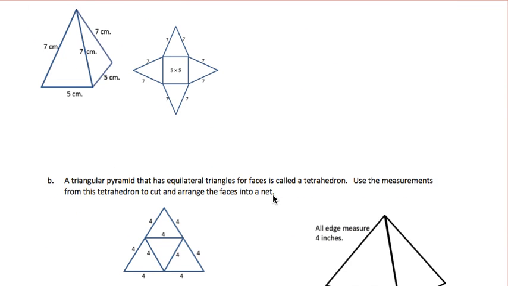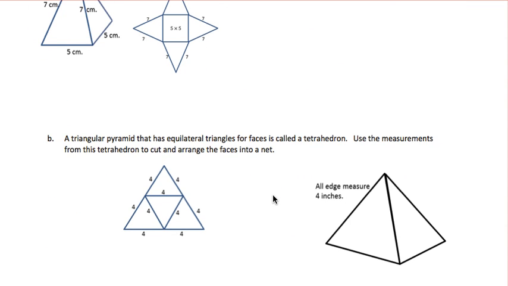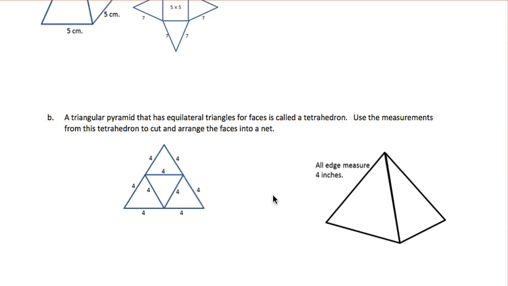And our final net is a triangular pyramid, so that its base is a triangle, and all 3 sides are also triangles. All the lateral sides of a pyramid are triangles, so that they can come to a point at the top. This triangular pyramid has equilateral triangles for all of its faces, so it is called a tetrahedron.